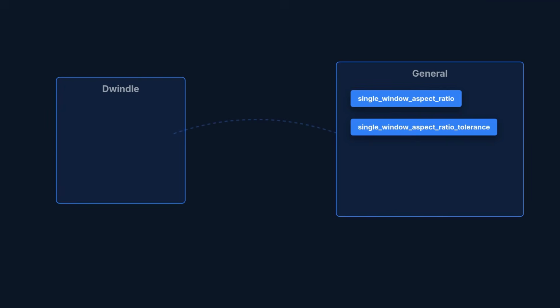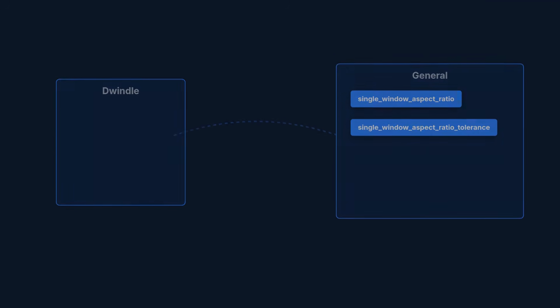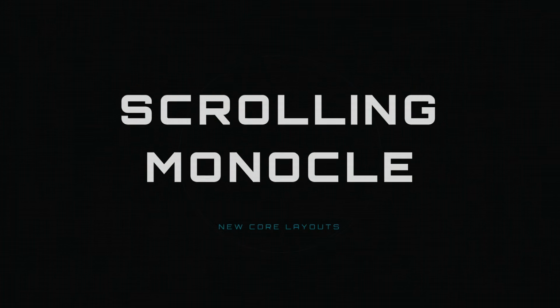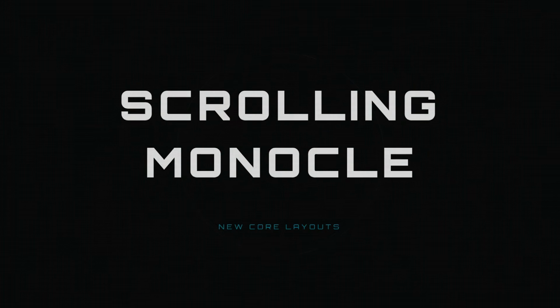They used to be specific to the Dwindle layout, but they are now layout agnostic, meaning they apply across the board. This architectural shift isn't just about giving users more options, it is about making the codebase cleaner and making it easier for developers to create new ways to manage windows. And the immediate result of that cleaner codebase is that the development team was able to introduce two entirely new layouts directly into the core of the compositor, which brings us to the new Scrolling and Monocle modes.